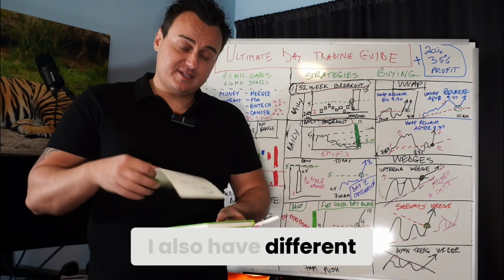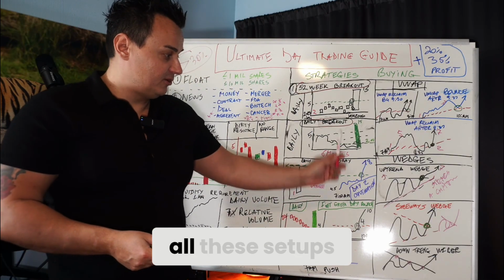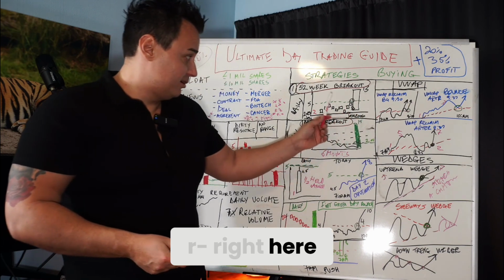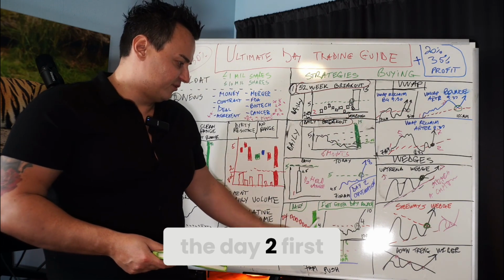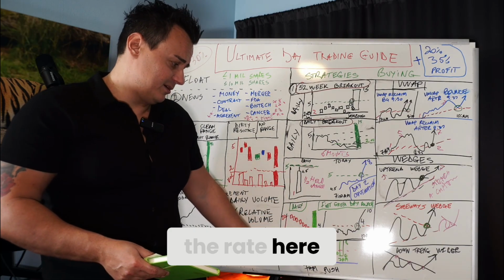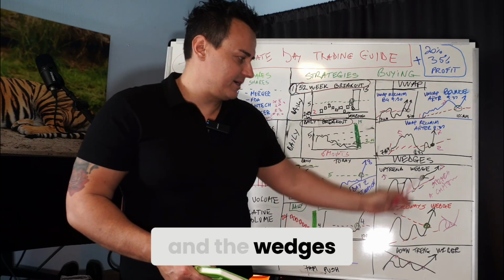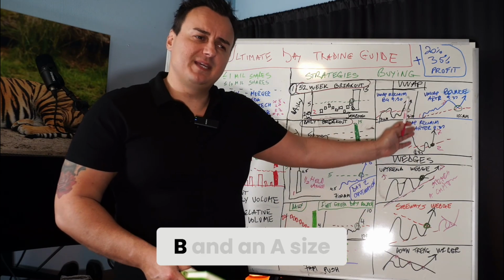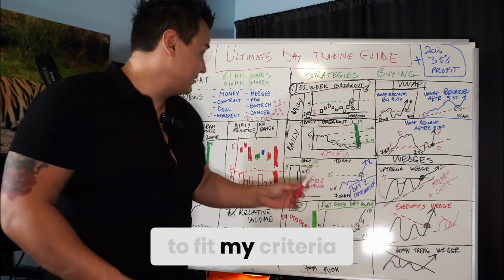I also use different sizing. Actually, right here, for the 52-week breakout, the daily breakout, and the day 2 first green day bounce, I use full A size. Right here, for the 7 a.m. push, I use B size, and for the wedges, I use between maybe B and A size, depending on how I'm feeling. And they all have to fit my criteria.